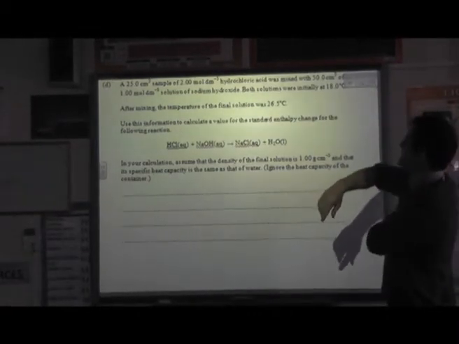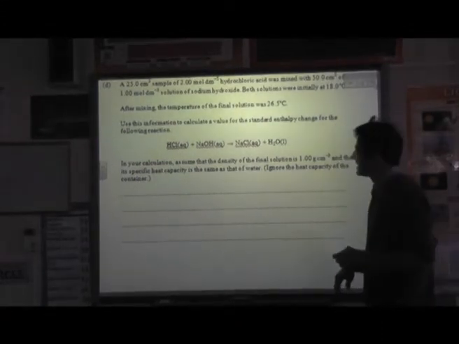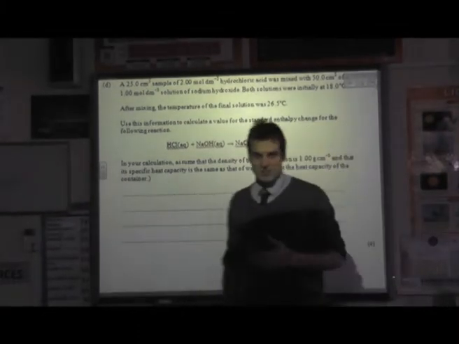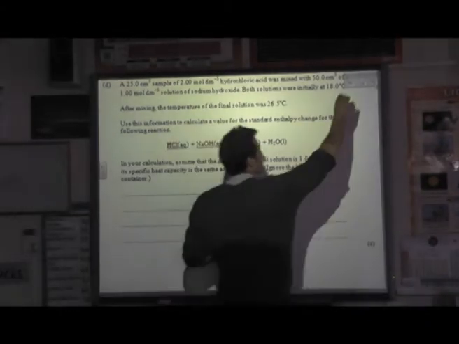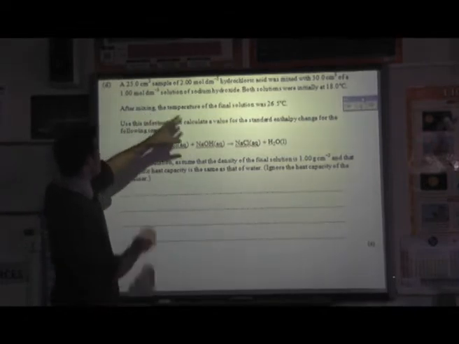So D, are we going to do this one? Yeah, we're going to do part D. So we've missed out C. Have a go at C. We're just going to do part D to show how to do a Q equals mc delta T calculation as well. So they'll always describe, or they could describe, a bit of an experiment.